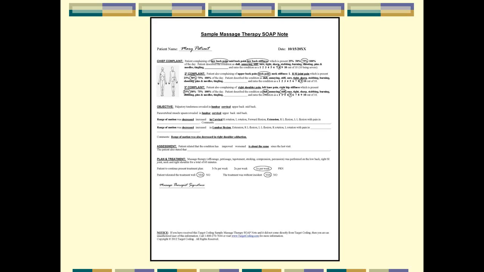Plan: we did massage on the lower back, the right SI joint, the neck and right shoulder for a total of 60 minutes. We're recommending the patient come in 1 time per week. So there we go. Treatment plan is 1 time a week.